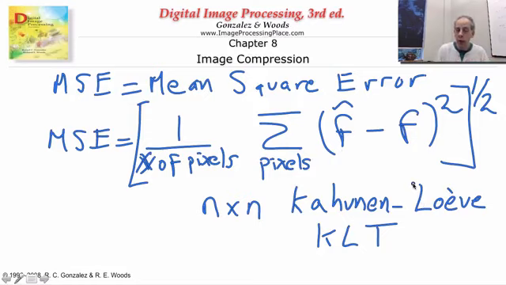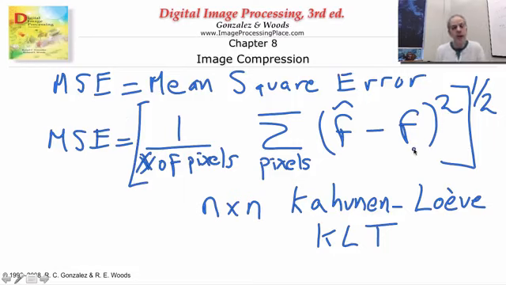What the Karhunen-Loeve is doing is decorrelating the image. It's putting a lot of information in the first coefficient and a bit more information in the second, which is independent of the first, and so on, in such a way that if we want to compute the mean square error, we are optimal.